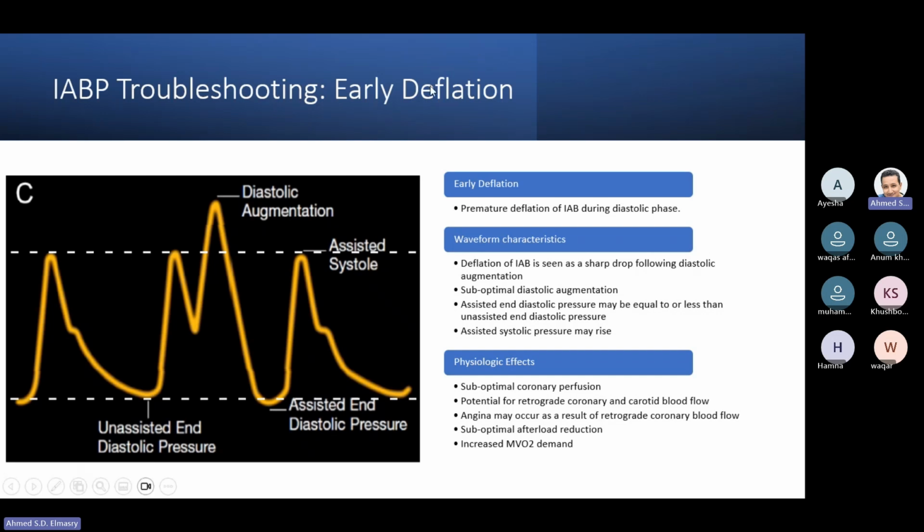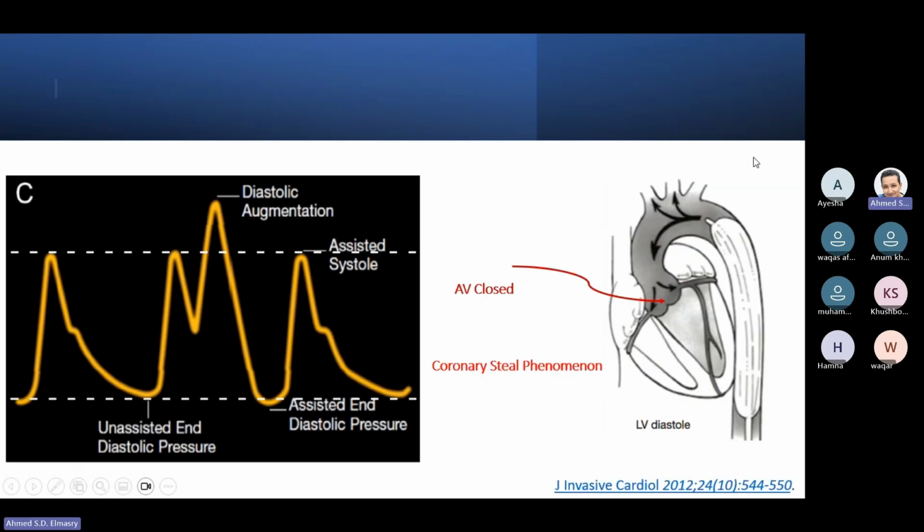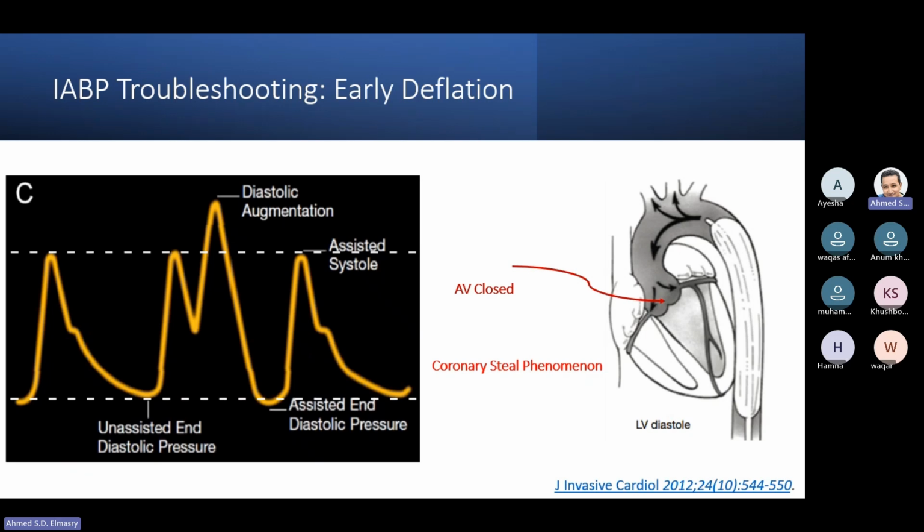And there is also one more phenomenon that happens with the early deflation. So this is the intra-aortic balloon inflating during the diastole. So the blood should go to the brain, to the cerebral circulation, and also the blood should go to the coronary while the aortic valve is closed, because this is the diastole. So with the inflation of the balloon, the blood will go to the coronary. So what will happen if the deflation happens very early and very fast? The balloon will start the deflation very early.